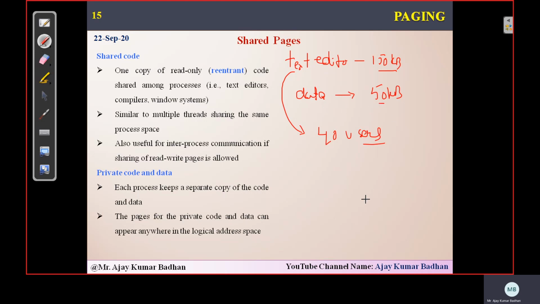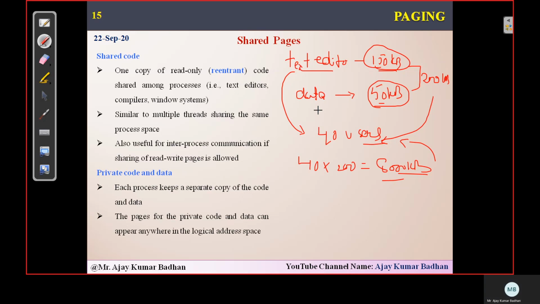Then what is the total amount of memory we need to allocate here? So let's suppose, as I said, text editor 150 KB, and the data every user has is 50 KB. So every user is using a text editor and has data; what is the total we have? 200 KB. How many users are using it? 40. So 40 into 200, in KB. So it will take around 8000 KB of memory space to be allocated for 40 users to access the text editor and data.